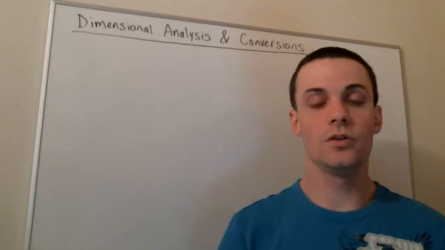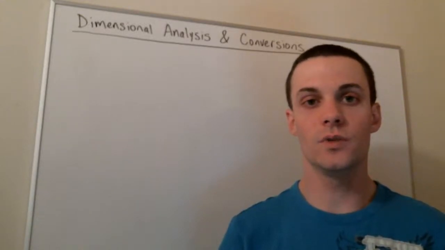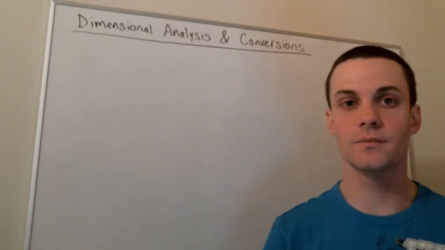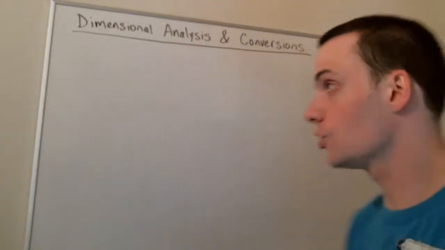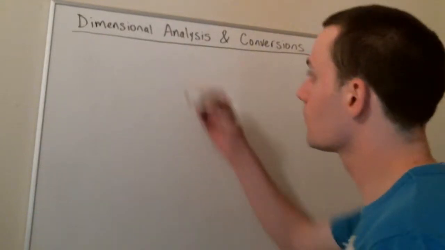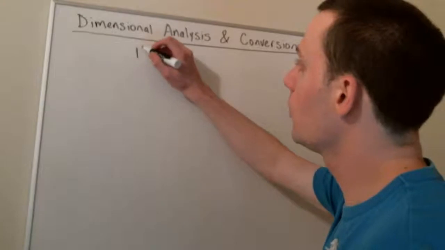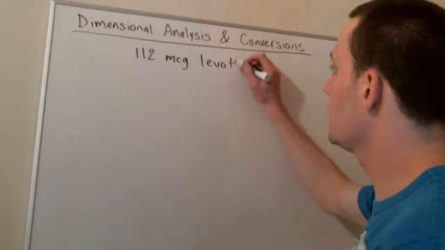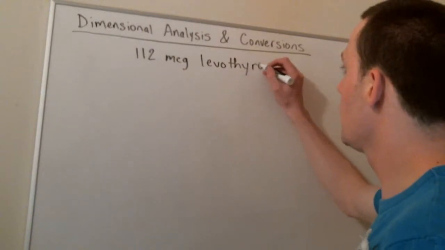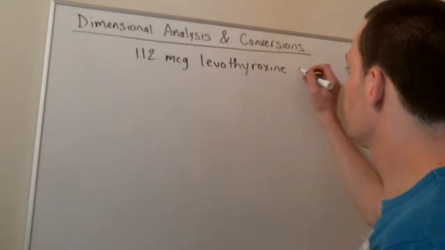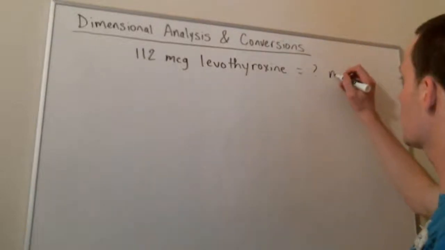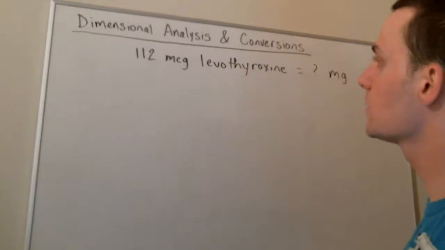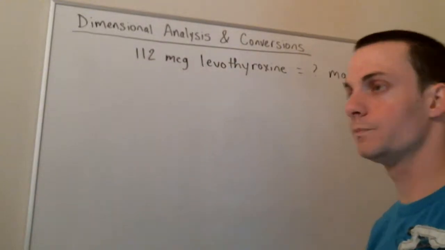This video will take a look at how to convert different units of measurement that we see in pharmacy using dimensional analysis. So let's just jump right in with an example. Let's say you want to convert 112 micrograms of levothyroxine into milligrams of levothyroxine. Now, levothyroxine is a thyroid hormone that we give to patients who have low thyroid hormone.